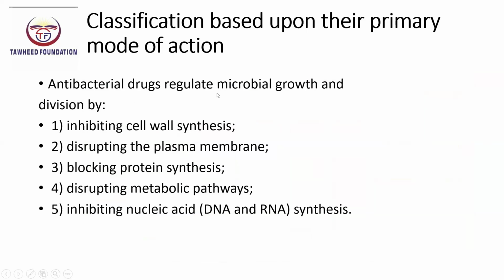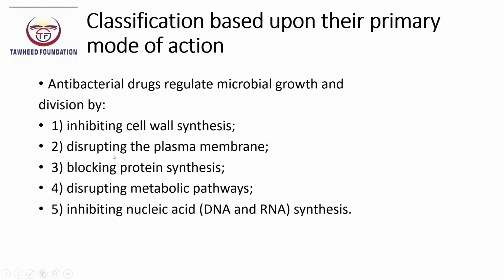Antimicrobial drugs, antibacterial drugs regulate microbial growth and division by inhibiting cell wall synthesis, disrupting the plasma membrane, blocking protein synthesis, disrupting metabolic pathways, and inhibiting nucleic acid, which is either DNA or RNA, synthesis. So, cell wall inhibitors: penicillin, cephalosporin, bacitracin, and vancomycin interfere with peptidoglycan synthesis essential for bacterial cell wall strength. These drugs are typically bactericidal and effective mainly against actively dividing bacteria.